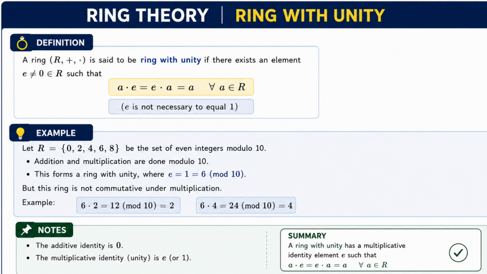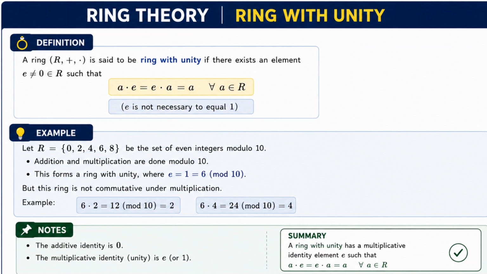Let's have an example, because sometimes we think that if we are talking about identity or multiplicative identity, then it is equal to 1. No. If it is an additive identity, then it will always be equal to 0. But in the case of multiplicative identity, it can vary from ring to ring.